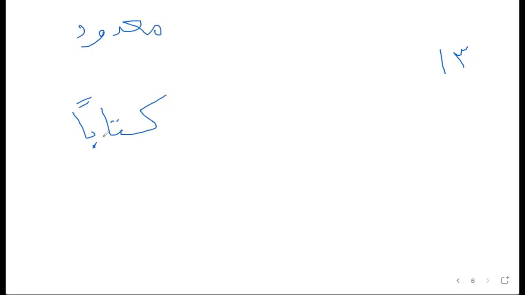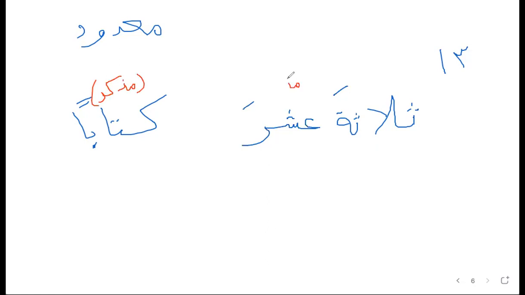So how do you write the adad? This is mudhakkar. So you will say ثلاثة عشر كتابا. You will notice that this ma'dud here is mudhakkar, and this ashara, you can see there's no ta marbuta, so it's also mudhakkar. But the first juz, it has ta marbuta, so this is mudhakkar or muannath? مؤنث. It's muannath.